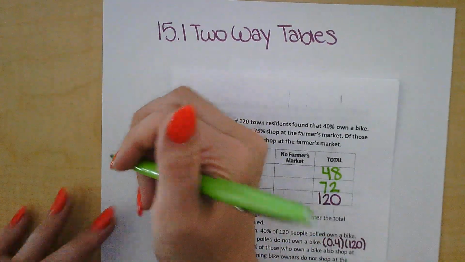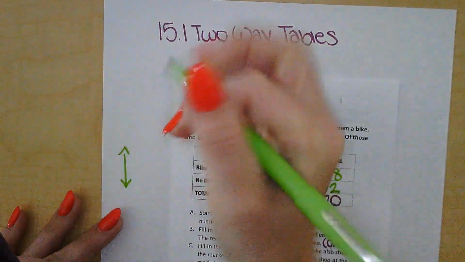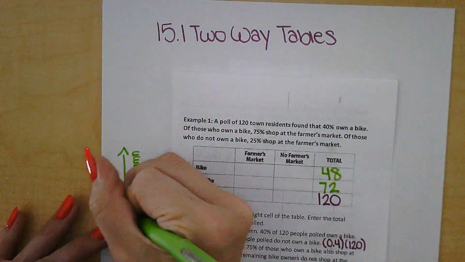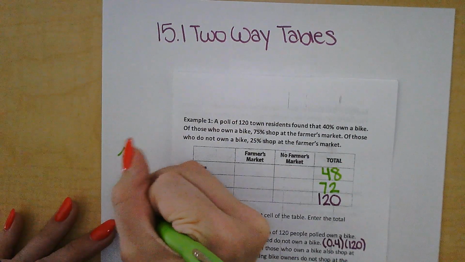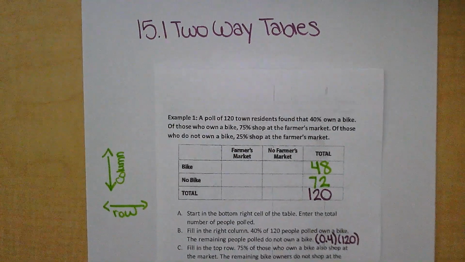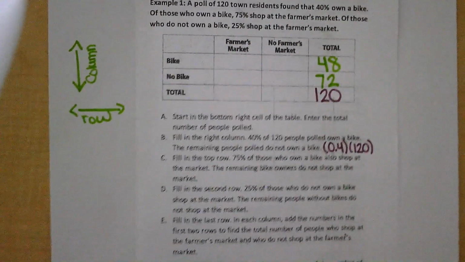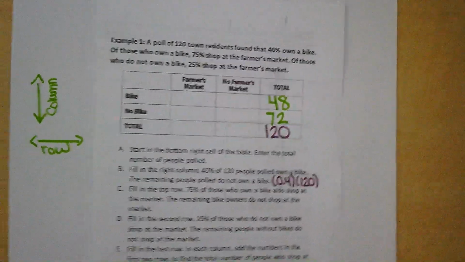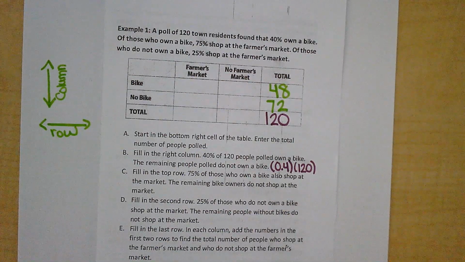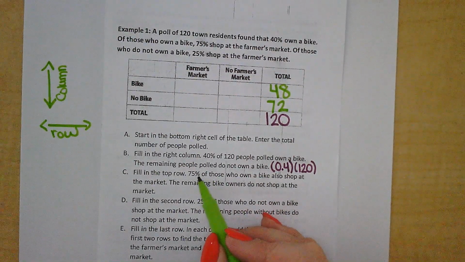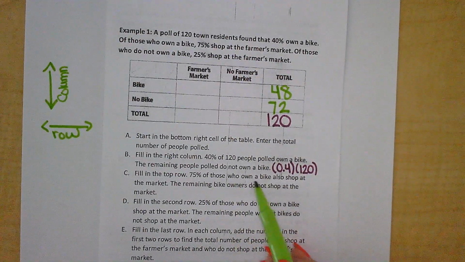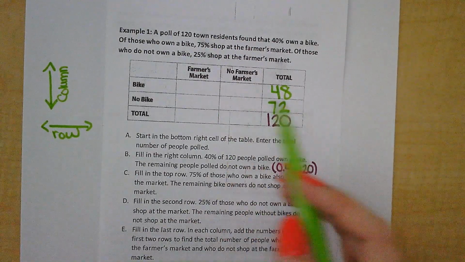And remember that columns are vertical and rows are horizontal. So I'm looking now at the top row. Our instructions say 75% of those who own a bike also shop at the market. The remaining bike owners do not shop at the market. And this information is coming from the problem up here, right? So 75% of those who own a bike also shop at the market.